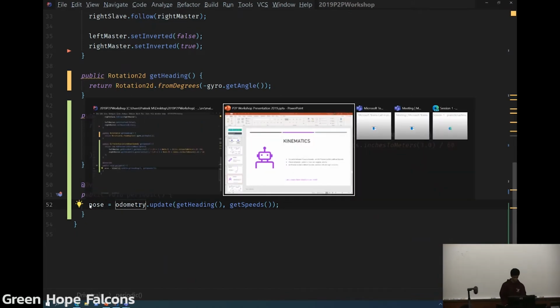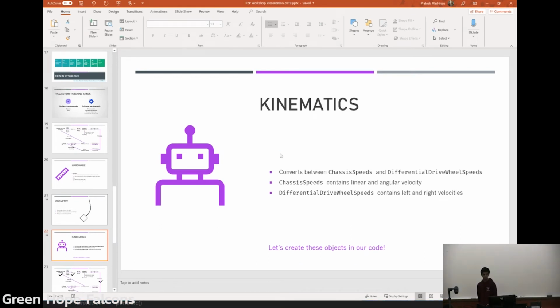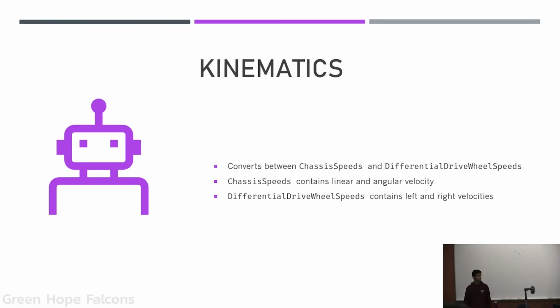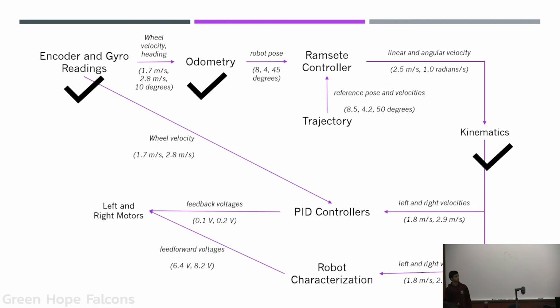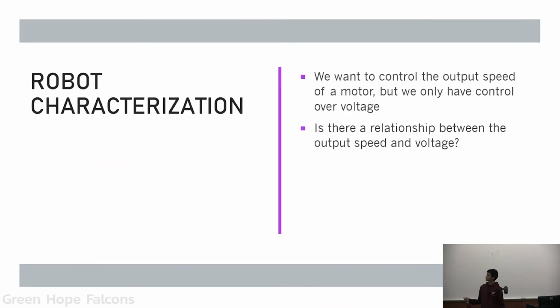So now let's go back here. So if we come back to our diagram here, you can see that we're done with getting our encoder and gyro readings. We implemented our odometry, and we're done with our kinematics. So now, let's talk about the robot characterization. So the problem here is we have velocities. We want to convert them to voltages to give to the motor. Do you think there is a relationship between the speed and voltage?